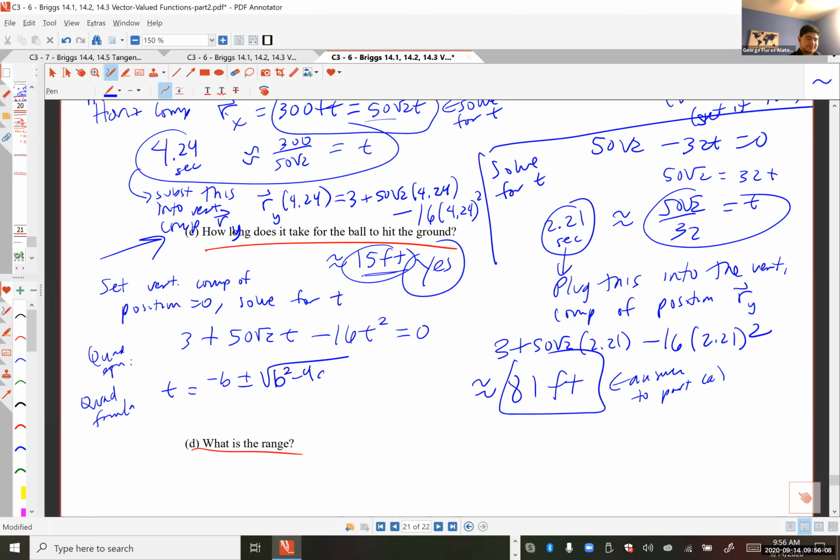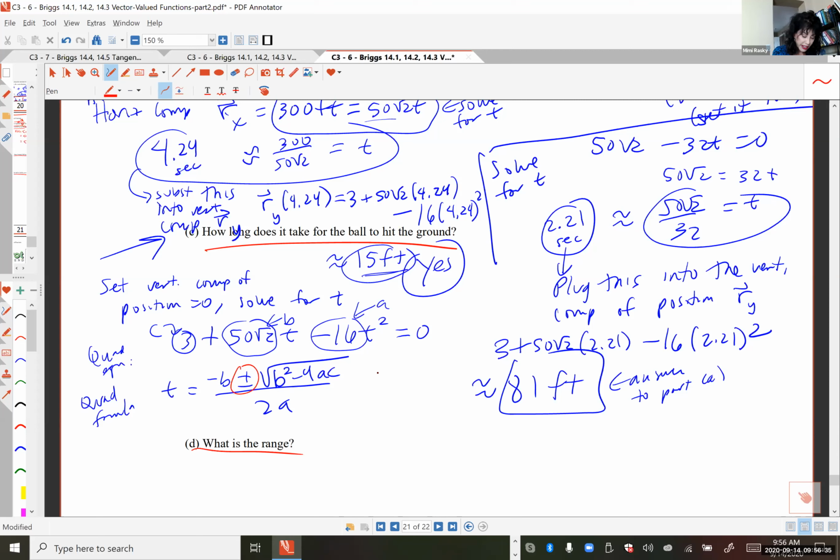B squared minus 4AC all over 2A. I've got to go quick until my internet doesn't bomb out. So the A is negative 16. Be careful here. Your B is the 50 square root of 2. And your C is the constant term, the 3. So when you plug into this quadratic formula with all the right slots and then use your graphing calculator, you're going to get 2 answers because of the plus or minus, of course.